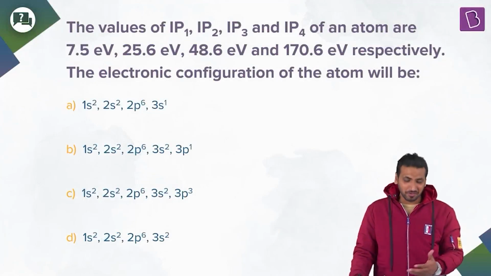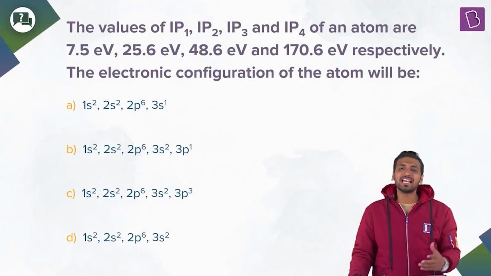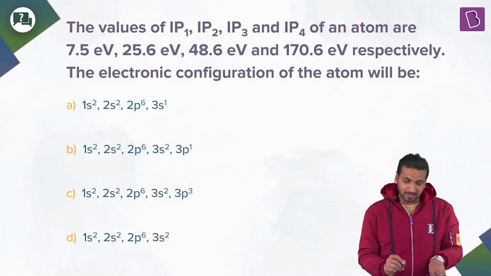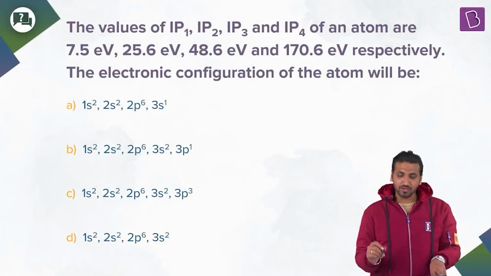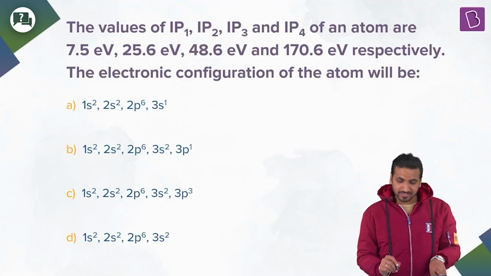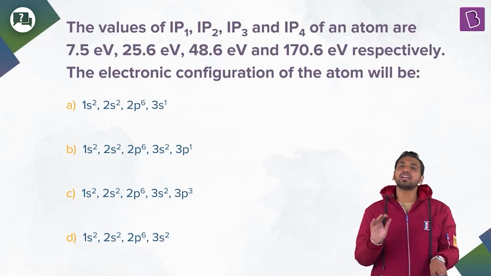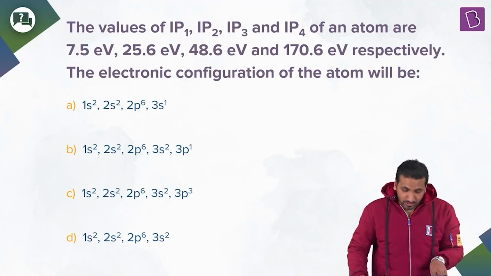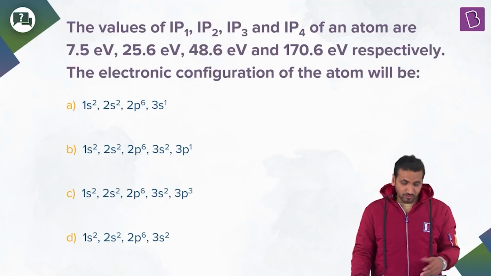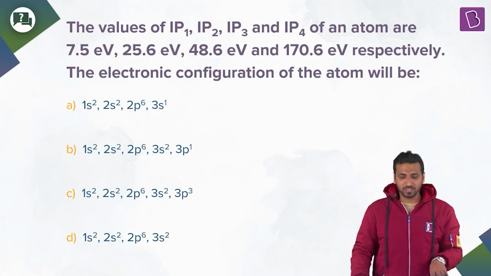So here you have a question on ionization potential. Let's see what the question says. The value of IP1, IP2, IP3 and IP4 of an atom are 7.5, 25.6, 48.6 and 170 electron volt respectively. The electronic configuration of the atom will be, and you are given 4 different options with different electronic configuration.